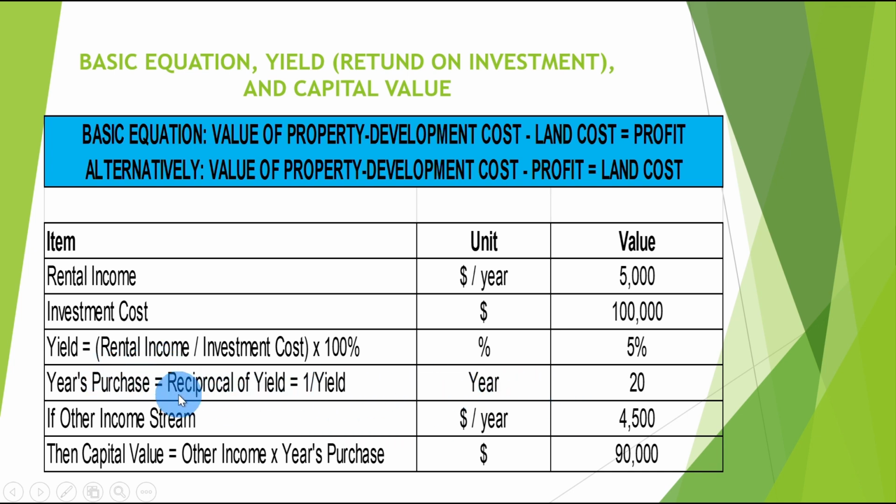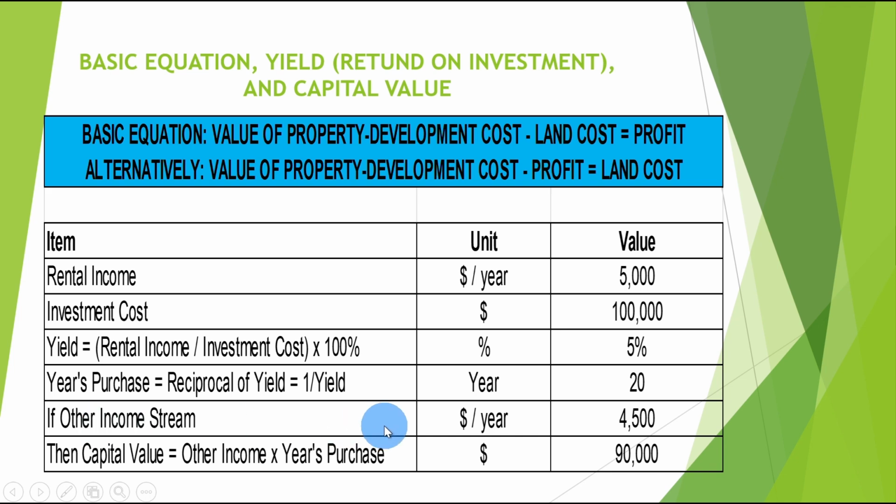And to get back the initial investment cost of 100,000, we need to calculate how long it takes to recover the investment cost. In that case, we have to calculate the years' purchase. The years' purchase is 1 over the yield. In this case, 1 over 5% is equal to 20 years. After 20 years, we will get back the full 100,000 we have invested initially.